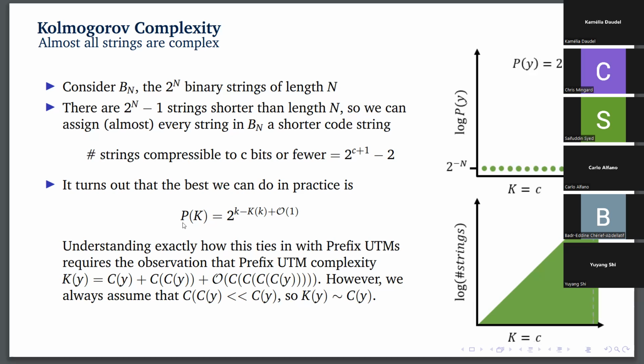What do you mean by the probability you get? Sorry, the probability that the Kolmogorov complexity is equal to K, where K should be lowercase. Okay, gotcha.